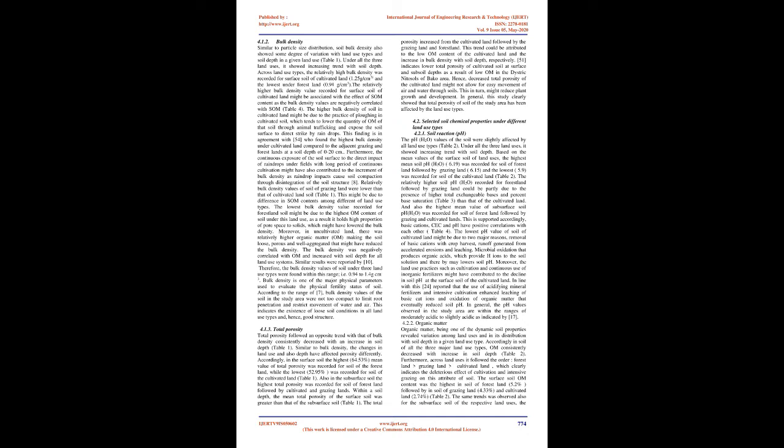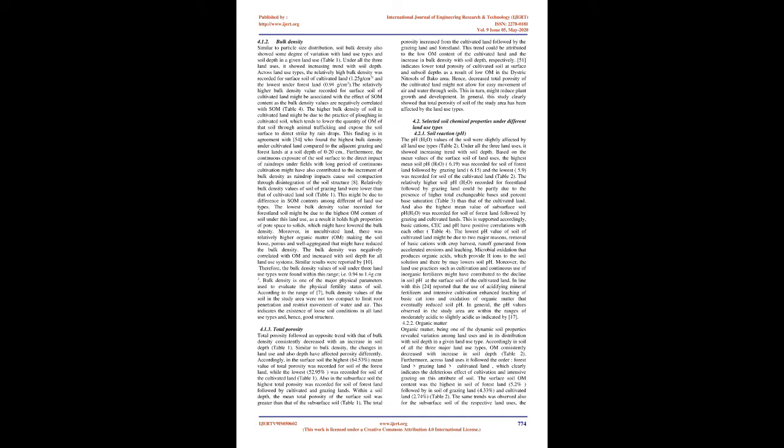Furthermore, the continuous exposure of the soil surface to the direct impact of raindrops under fields with a long period of continuous cultivation might have also contributed to the increment of bulk density, as raindrop impacts cause soil compaction through disintegration of the soil structure. 8. Relatively, bulk density values of soil of grazing land were lower than that of cultivated land soil, Table 1. This might be due to difference in SOM contents among different land use types.